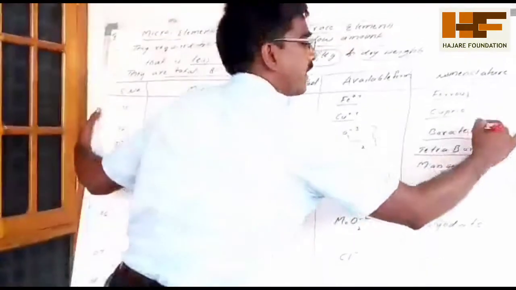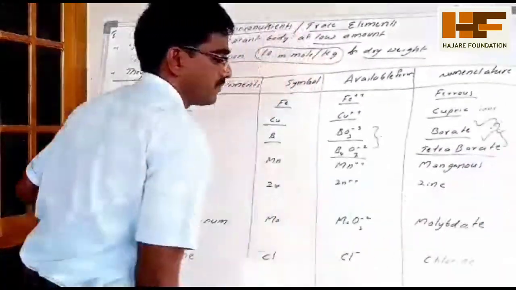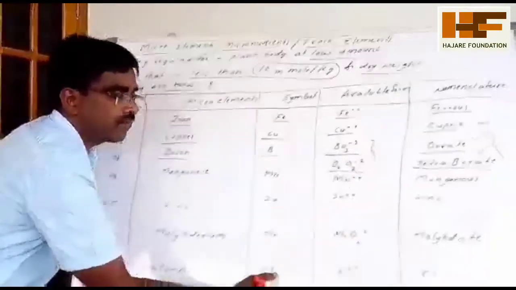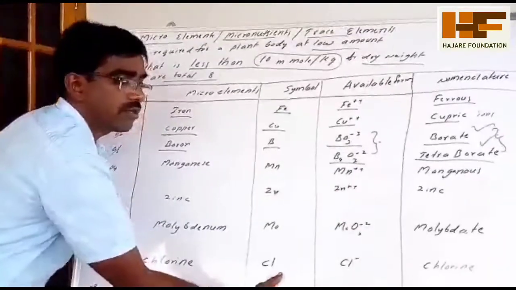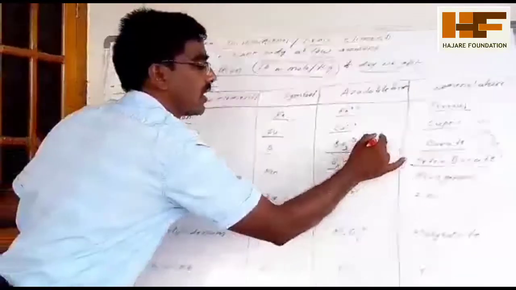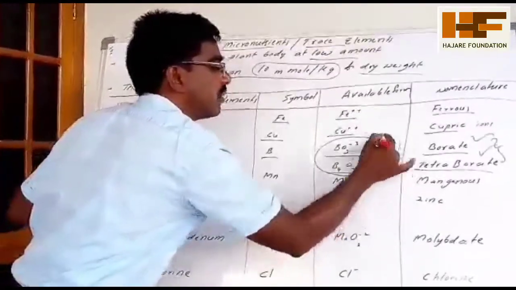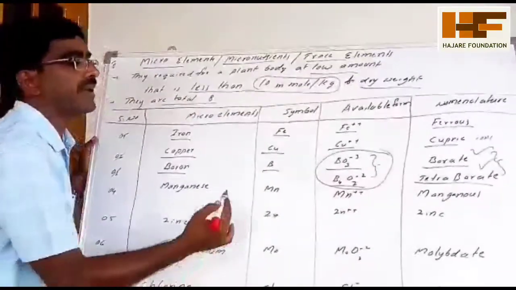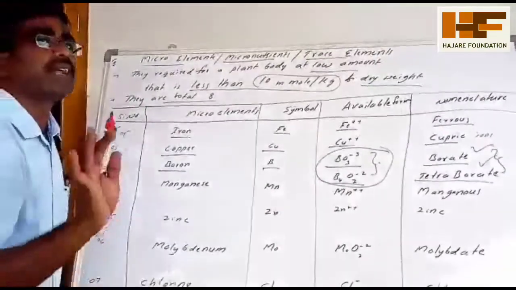That is a borate, and one more is a tetraborate. No other microelement is available in more than one type; only one form of each micronutrient is available. But only boron is available in two forms: BO3-3 and B4O7-2, borate as well as tetraborate.